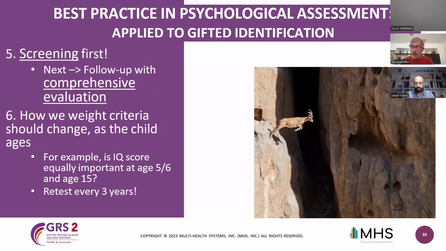So we want to developmentally retest every 2 or 3 years and give different weighting to the screening instruments based on how old they are. What we do for kindergarten children should be slightly different than what we do for 5th or 6th grade children in screening. And let's look at the next slide, the 7th best practice.